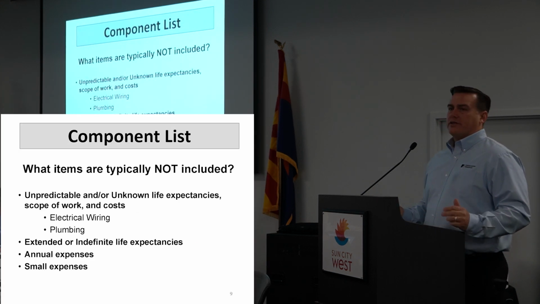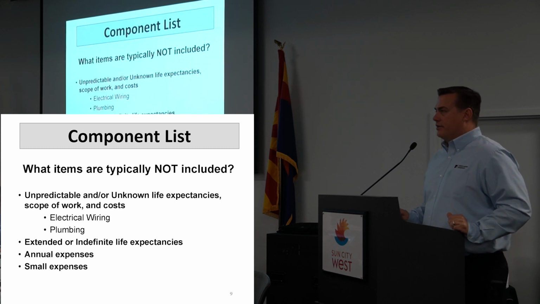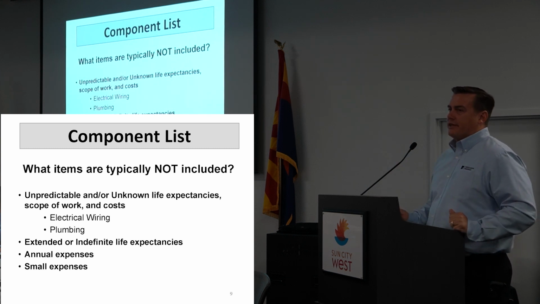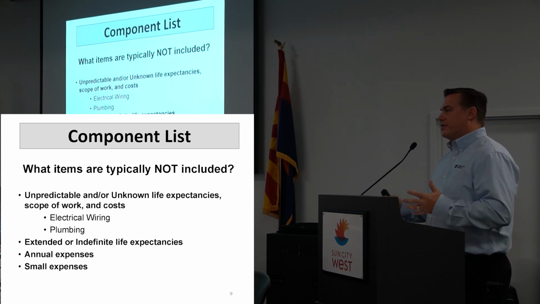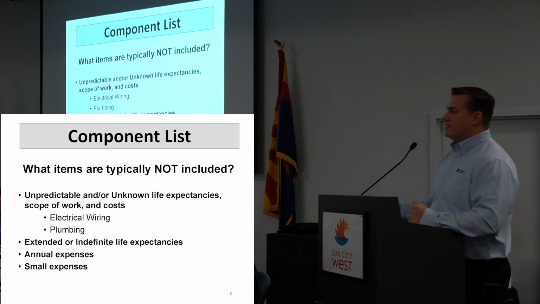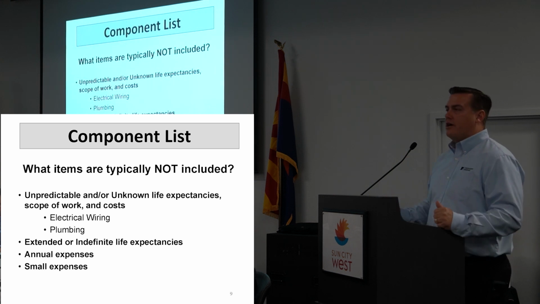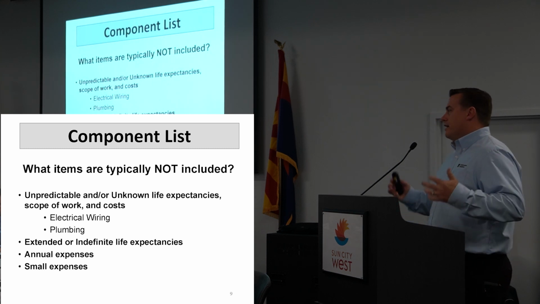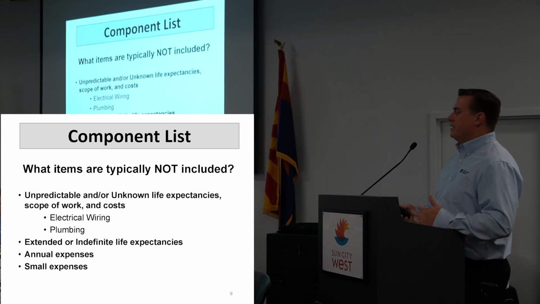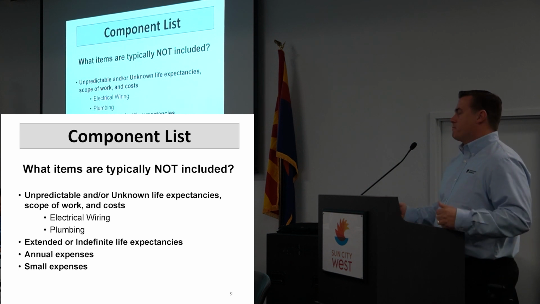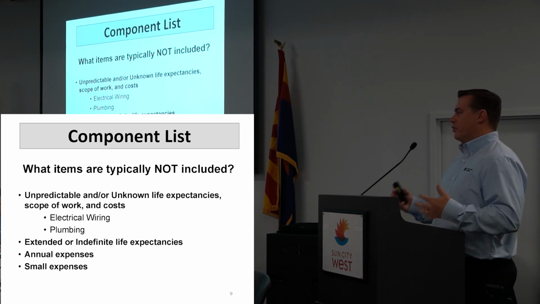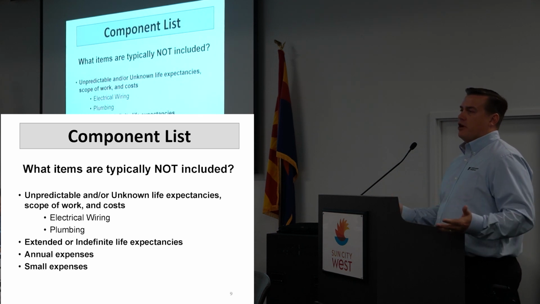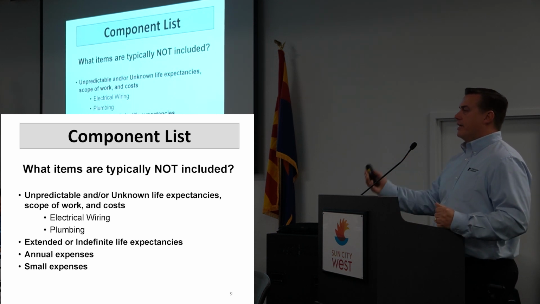But maybe what's more interesting is what's typically not included in a reserve study. First and foremost, I talked about predictability. So items that have unpredictability in terms of life expectancy, remaining life, scope of work, and cost are generally not going to be included in a reserve study. A couple typical examples under this issue would be electrical wiring and plumbing. These are things that are in the walls, they're in the ground, we can't see them, we can't quantify them or inspect them.